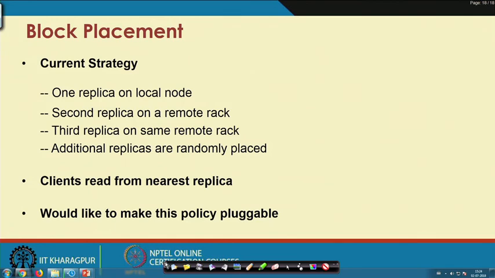When you read data, your read is typically from the nearest. It tries to do a rack-local read, and if that is not possible, it tries to read from the nearest rack.